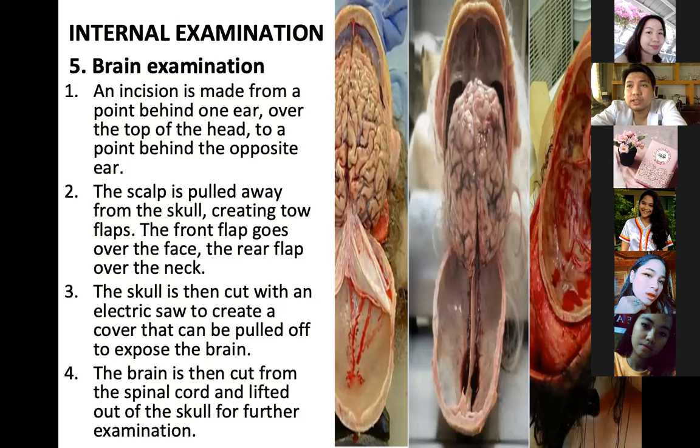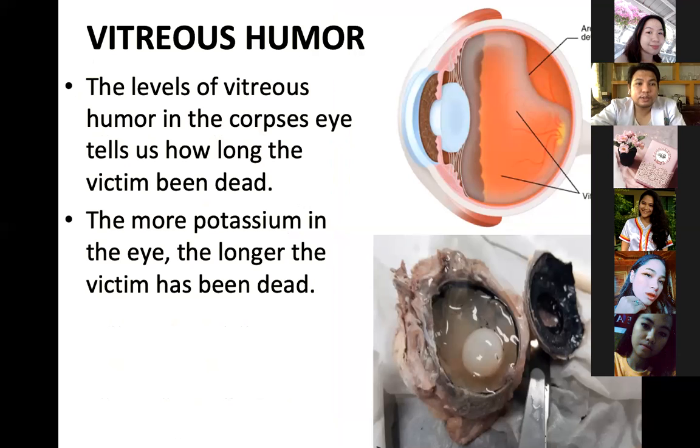Okay, brain examination is done to confirm the cause of death, maybe stroke or ischemia, lack of oxygen sa brain, or trauma due to accidents. Okay, the vitreous humor. The level of vitreous humor in the corpse's eye tells us how long the victim has been dead. The more potassium in the eye, the longer the victim has been dead. The vitreous humor contains potassium. The more potassium, the longer the victim is dead.